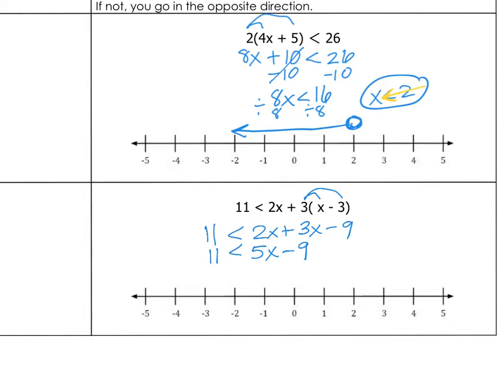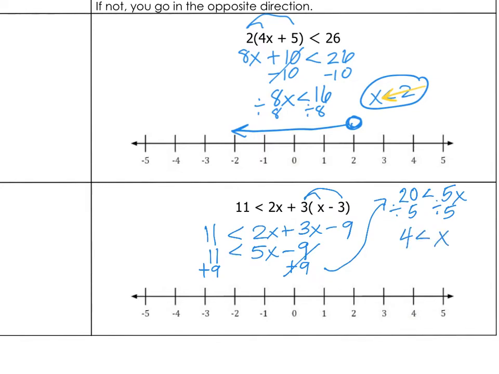I'm going to add 9 to both sides. I'm going to start writing over here just because I'm running out of room. So on the left side, I'm going to have 20. So I have 20 is less than 5x. I'm going to divide by positive 5 on both sides. And when I do that, I have 4 is less than x.